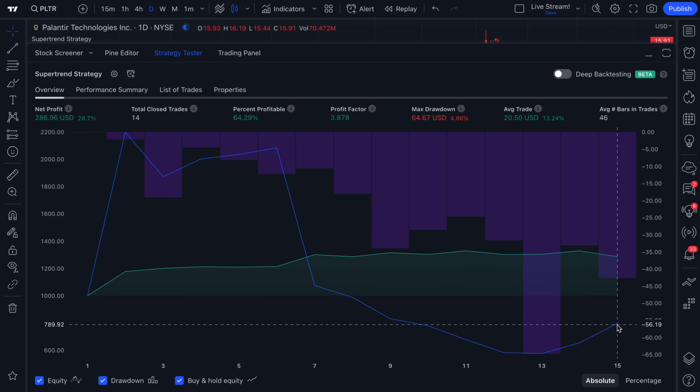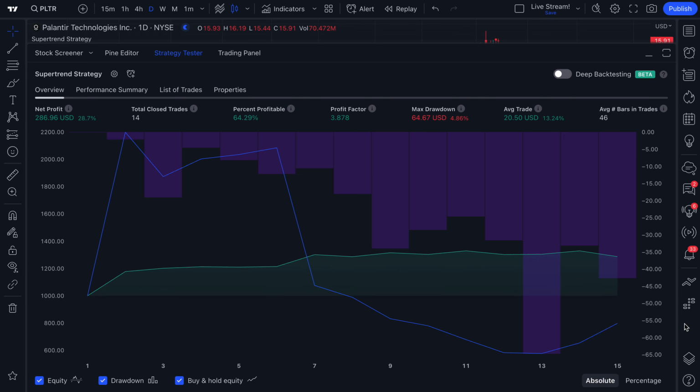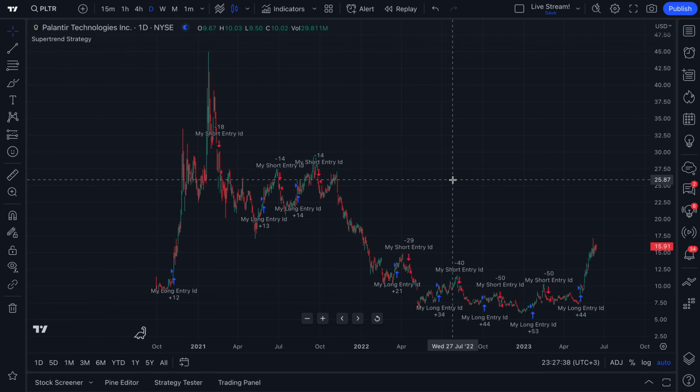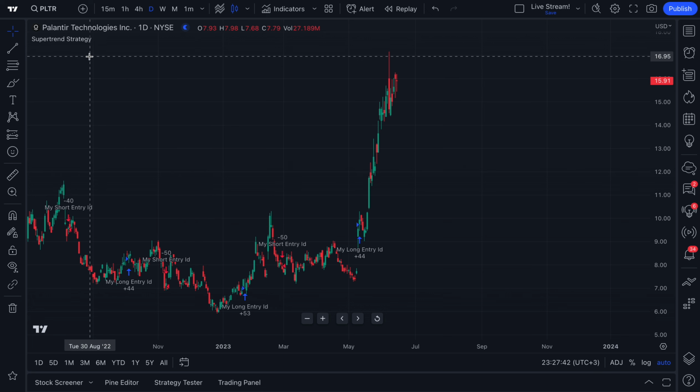The blue line, so the strategy in this example of super trend would have returned about $1,200, and the buy and hold so far is only at $700. It's only at $800. So actually this strategy would have lost money on a buy and hold basis, or relative to the actual super trend strategy, it underperformed.